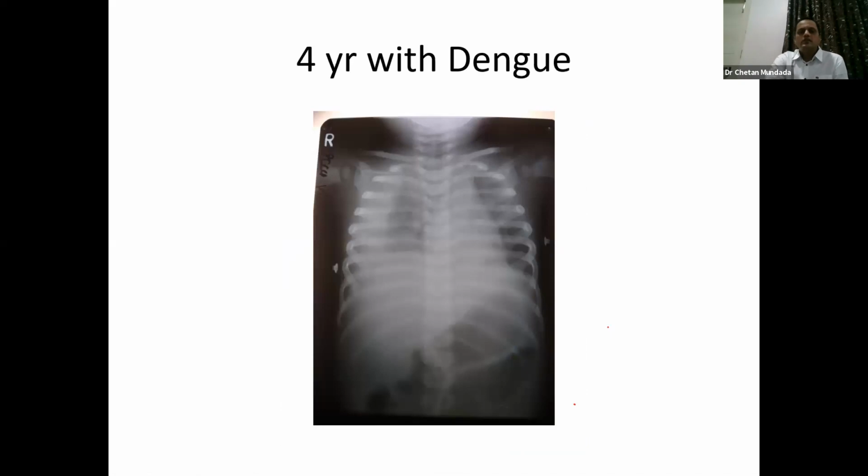And this is a child with dengue, which before this pandemic, we used to see a lot of these children who were in capillary leak. We used to have dengue children with severe capillary leak and effusions. So you can make out that there is an effusion line, and the right costophrenic angle is obliterated totally.